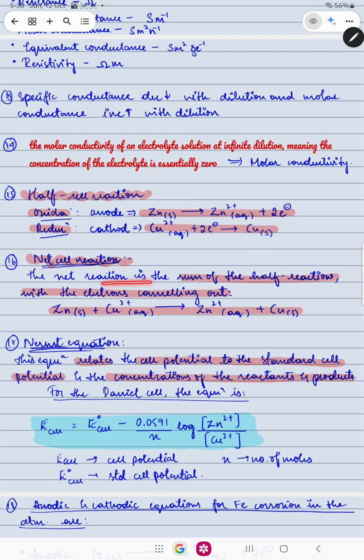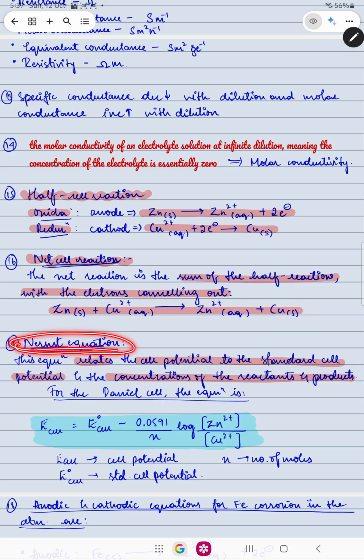Net cell reaction, the net reaction is the sum of half cell reactions with the electrons cancelling out. Okay, look here, the electrons get cancelled out here, so zinc solid plus copper 2 plus aqueous. So basically net cell reaction is nothing but the sum of half cell reactions, just you're gonna do this zinc plus this.